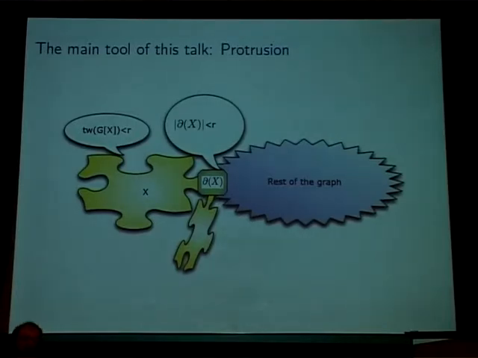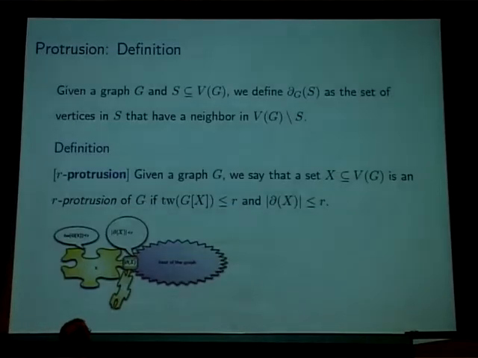And basically, from my point of view, protrusions for kernelization play the role of treewidth in parameterized algorithms. Okay, so the formal definition of the protrusion. And this is the main tool of this talk. So what is, once again, a protrusion?